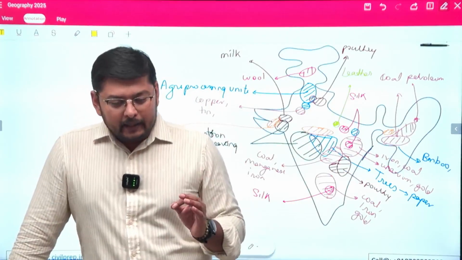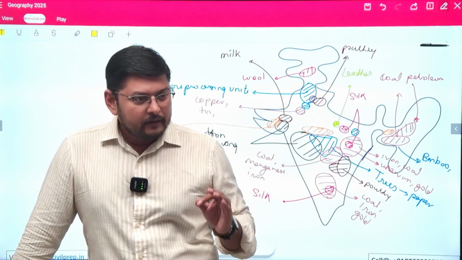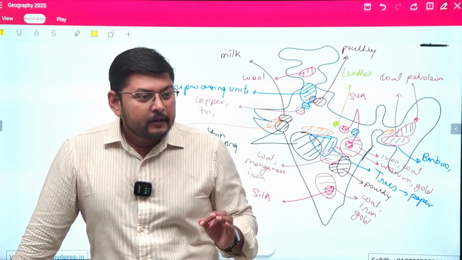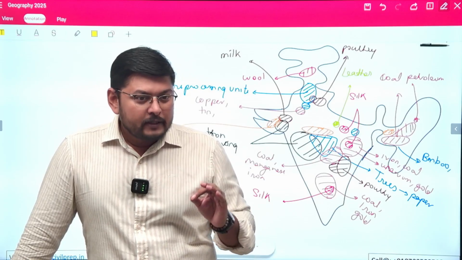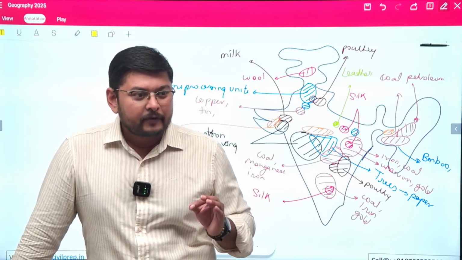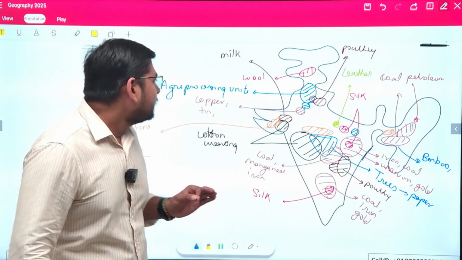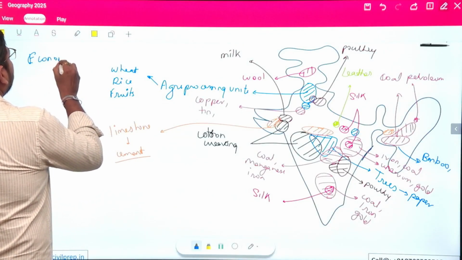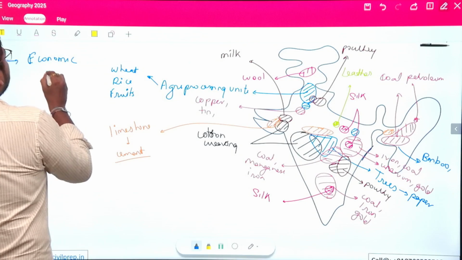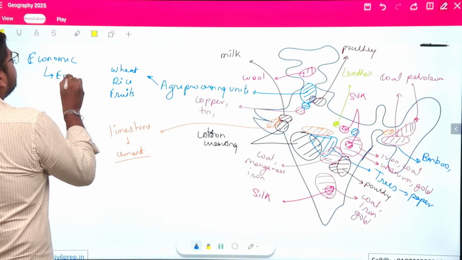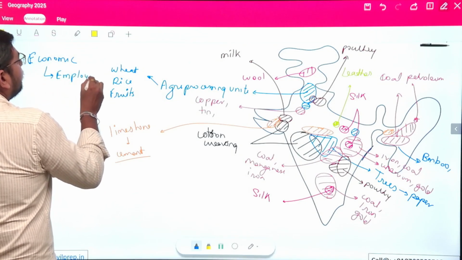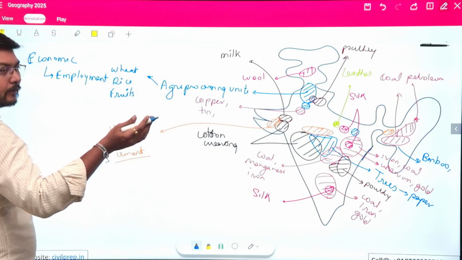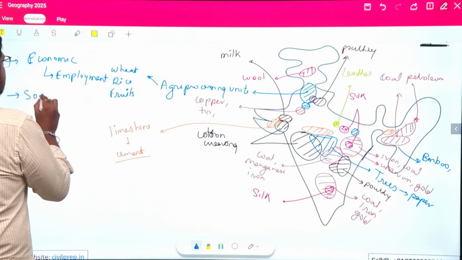So we can identify various regions of India which have the non-farming primary activities and which is very essential for the population of this region to survive. Okay? It is helping them with the economic aspect, okay, with respect to employment. It is also helping to elevate the socio-economic status.